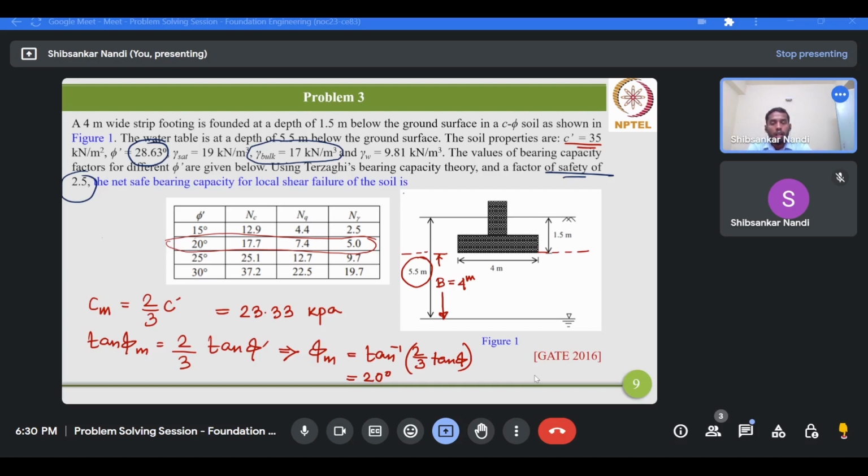the mode of shear failure as local. Okay, so local shear failure we have to consider. Again, if it is not mentioned in the problem, then we can also refer to the angle of internal friction value. So as we know, for purely cohesionless soil, this local shear mode will be prevailing for this relatively medium dense sand.